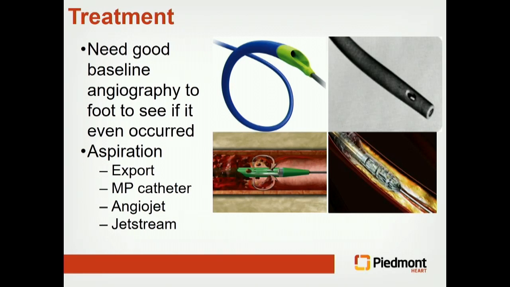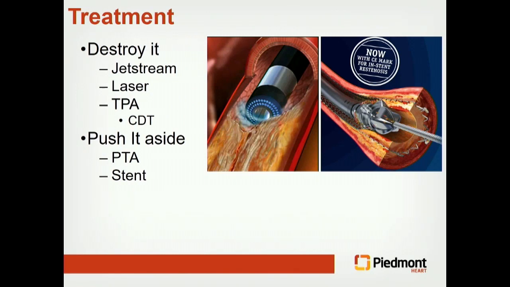If you guys have not seen this, this was something that was taught to me by David Canzeri, actually. He said just put the 014 wire right through the hole that's at the end of your MP catheter and use that basically as an aspiration catheter. You can use AngioJet. You can use Jetstream, which also is very effective both for the atherectomy, especially if it's thrombus, also for ISR. I particularly like it for Viabahn stents that have gone down, as well as thrombus removal. You can destroy it. You can use laser. You can use TPA with catheter-directed therapy as well. Or you can push it aside with a PTA and with a stent. So I think you have to get rid of it one way or the other.